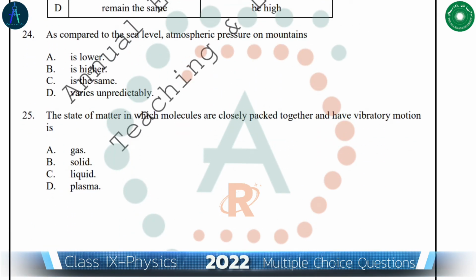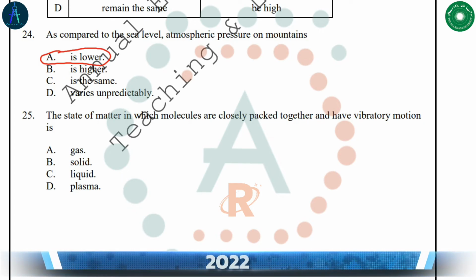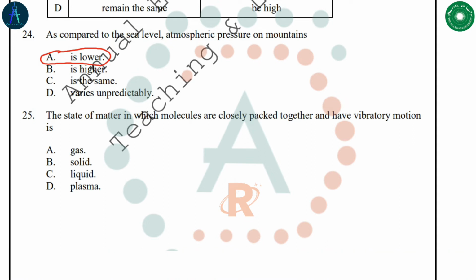Then we have question number 24 and 25. As compared to the sea level, the atmospheric pressure on the mountain is low. As we go up from the surface of the earth, we know that the amount of mixture of gases present in the atmosphere decreases. That decreases the pressure of the atmosphere. Option A is the right answer.